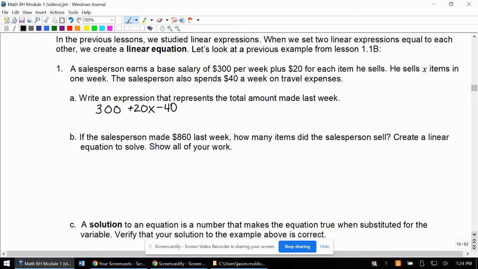Part B, if the salesperson made $860 last week, how many items did the salesperson sell? Create a linear equation to solve. So 300 plus 20x minus 40 equals 860.